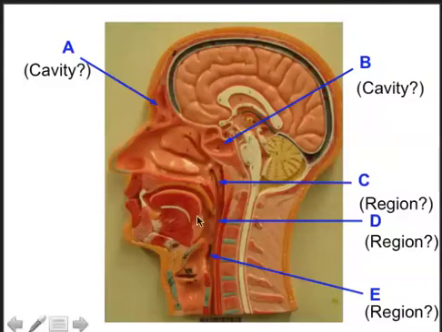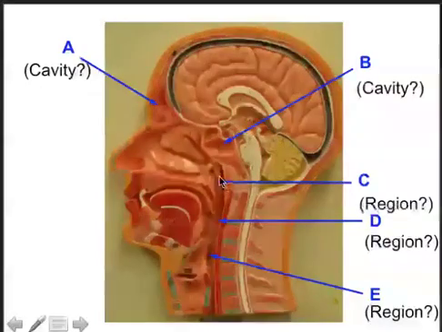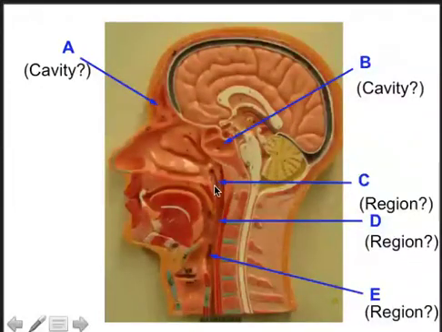A is pointing to the frontal sinus. This is a hollow space inside the frontal bone. B, the sphenoidal sinus, which is a hollow space inside the sphenoid bone. Remember that the sphenoid bone is also nicknamed the keystone of the cranium, and as a result, all other bones in the skull articulate with it. C is pointing to the nasopharynx. D is pointing to the oropharynx, and E is pointing to the laryngopharynx.